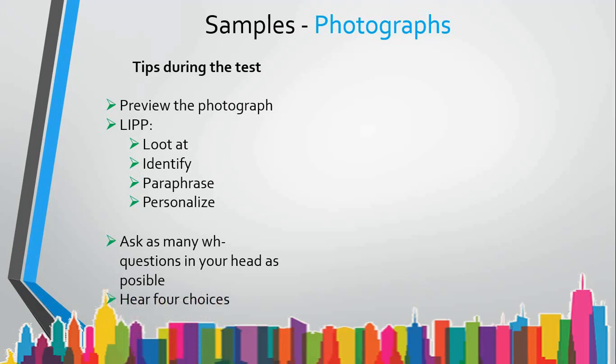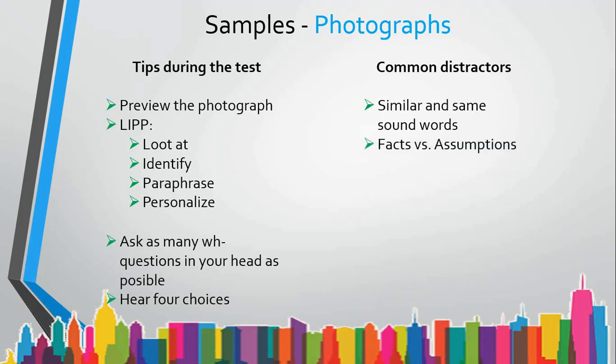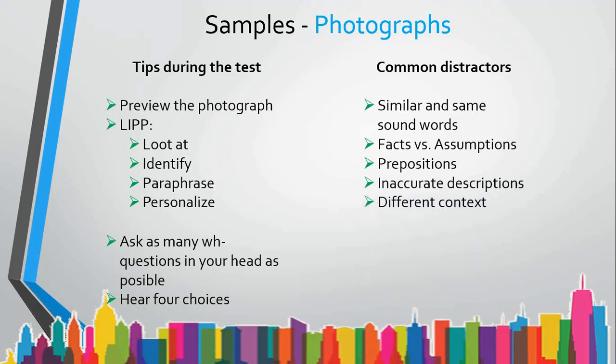And also, that's very important, here the four choices. Some common distractors in this part, but not only in this part, also in the rest of the listening part. I'm going to constantly say these things: similar and same sound words, like for example, bird, beer, beard, I don't know, many different words that are pronounced almost the same. Facts versus assumptions, prepositions, inaccurate descriptions, different context.